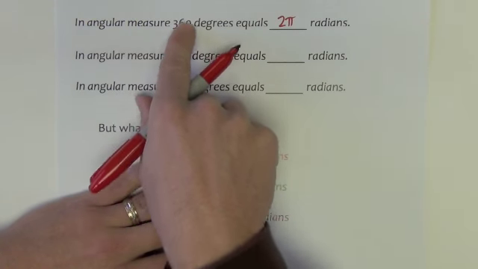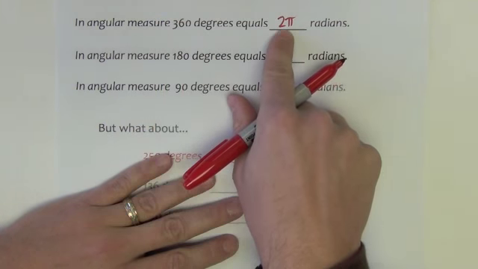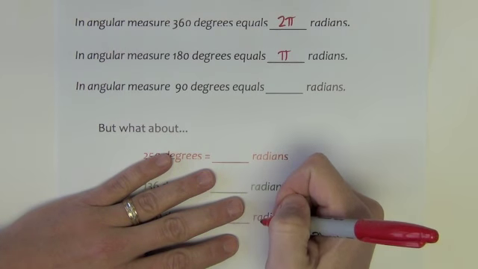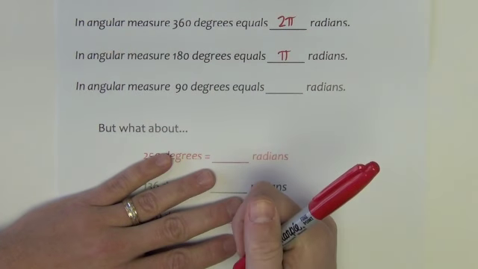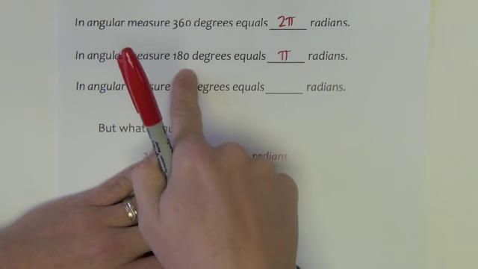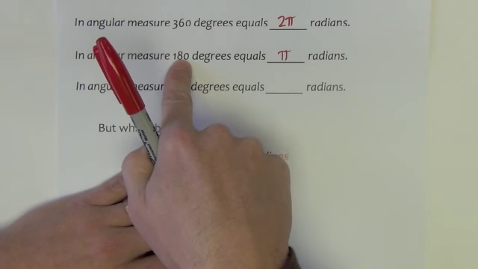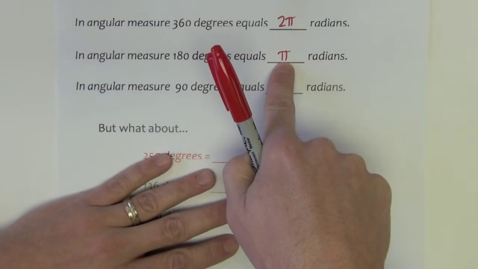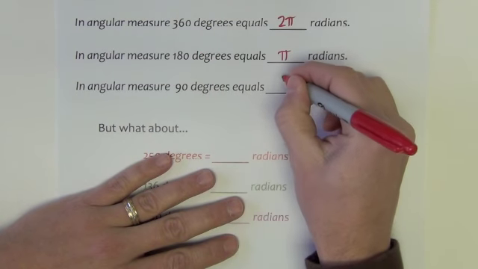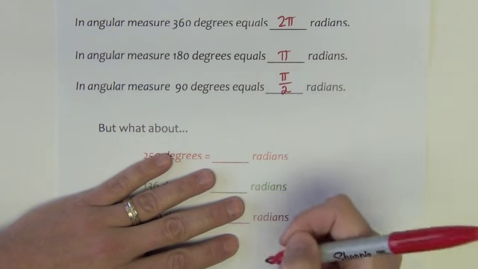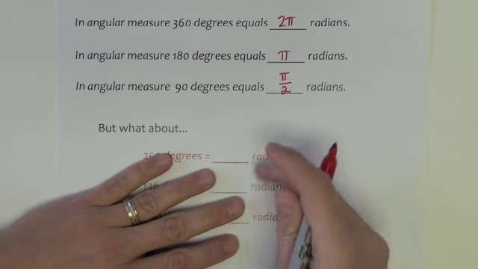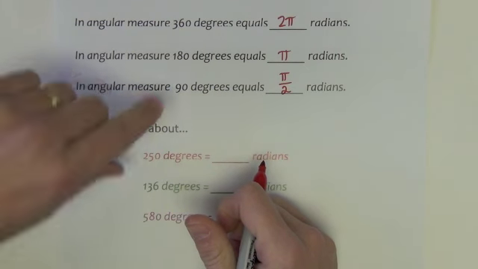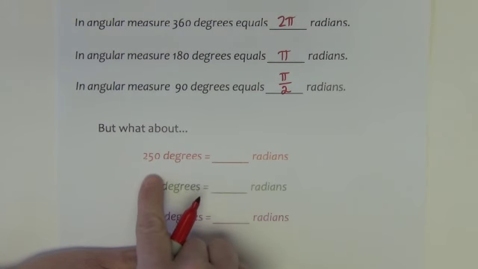180 degrees, half a circle, should be equal to half a circle. Half of 2 pi is pi. So 180 degrees is the same as pi radians. Well, what about 90 degrees? 90 degrees is half of the half, or 1/4 of the full. Well, if we take half of the half, or 1/4 of the full, 90 degrees is the same as half pi, or pi over 2 radians. And so we can pretty easily get some of these conversions when we're just taking halves of the whole and that sort of thing. But what about these?